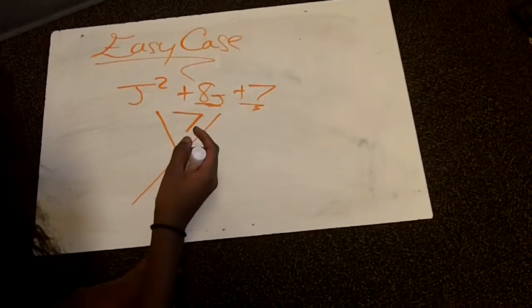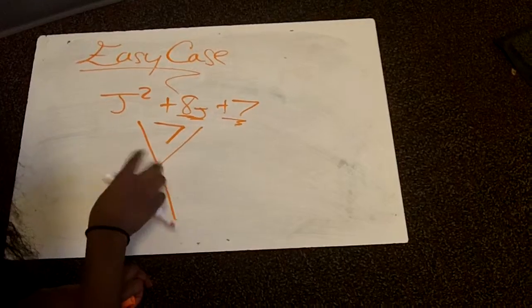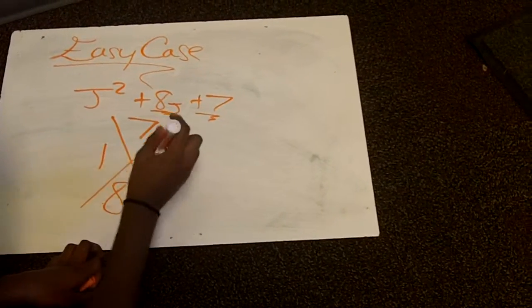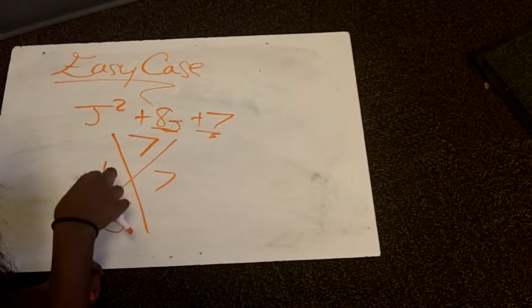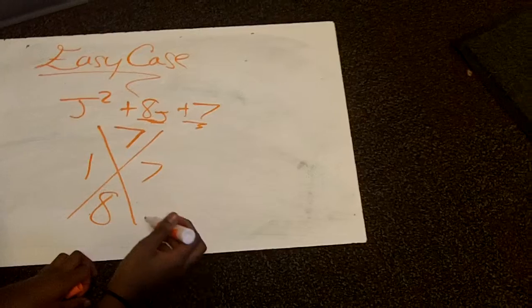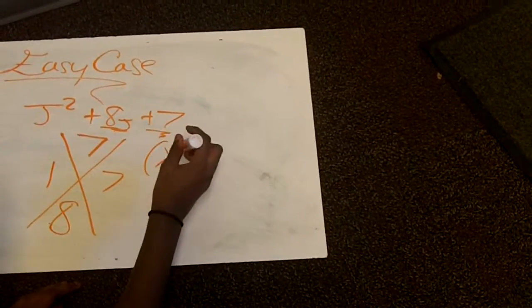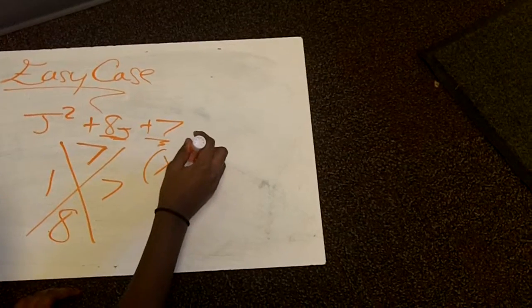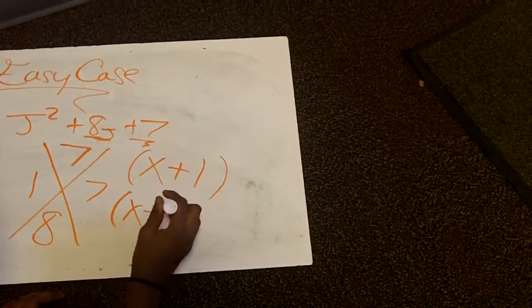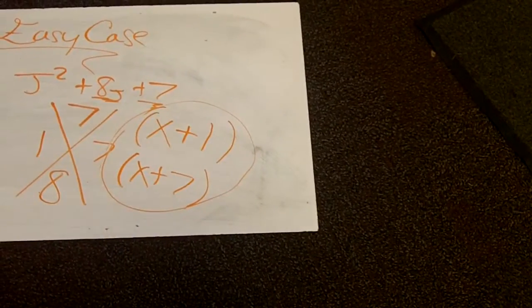So now I have to find two factors that add up to 8, and multiply to 7. The only ones can be 1 and 7, because nothing else multiplies to 7, and that also adds up to 8. So then you do the x plus 1 and x plus 7. And this is your answer.